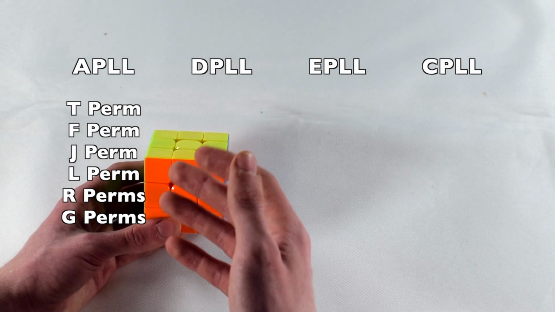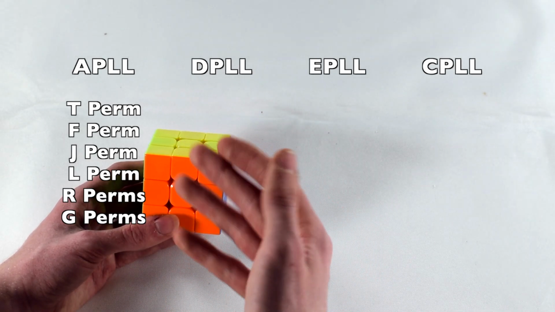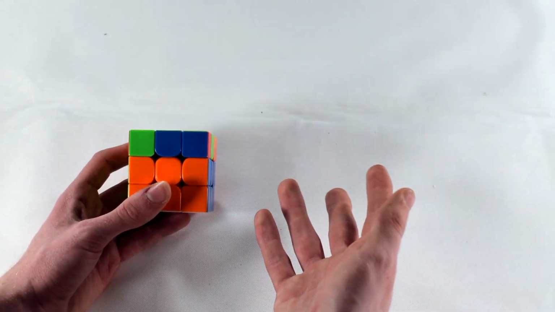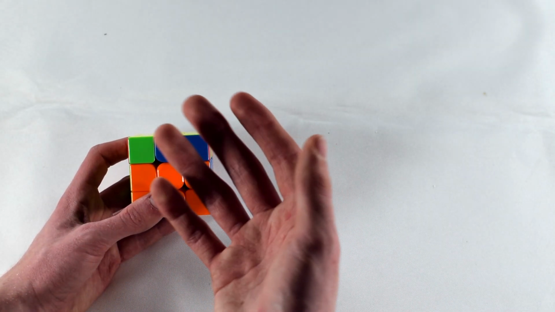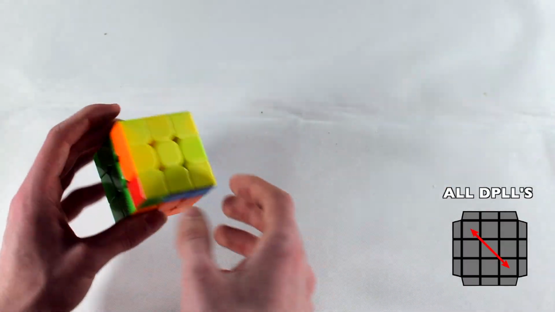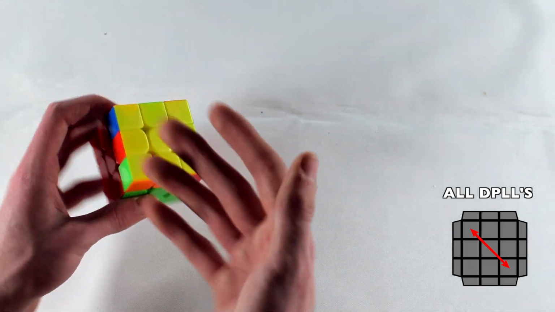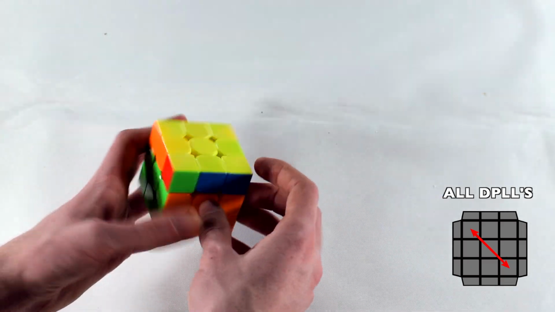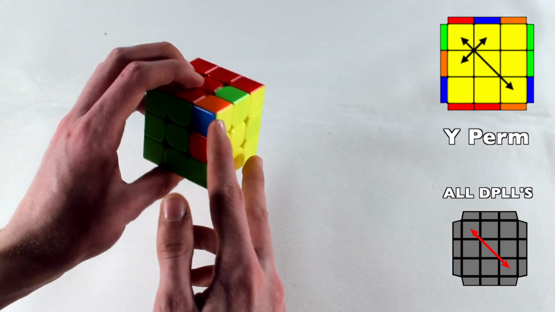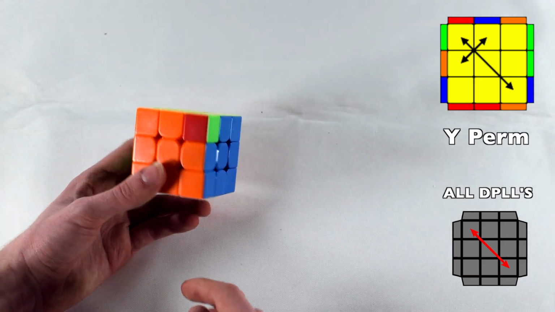Now let's go ahead and move on to the next category. Next are the D-PLLs. The D-PLLs are similar to the A-PLLs, but the D-PLLs represent a diagonal swap instead of an adjacent swap. So for instance, there are no headlights because you need to swap your corners diagonally. The Y-perm is a perfect example of this. As you can see, these corners need to swap diagonally.